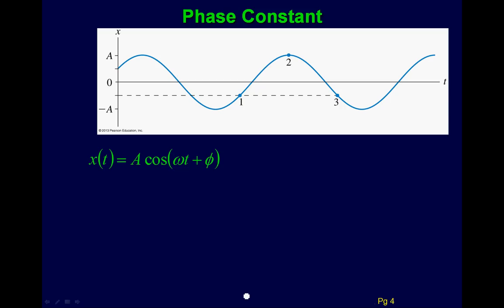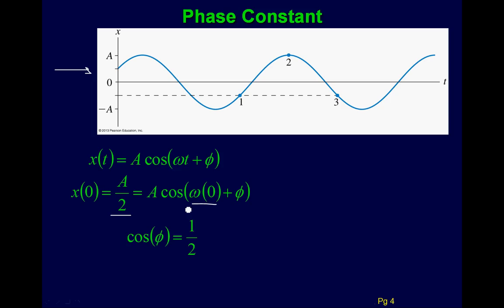To find the phase angle, you look at the initial point at time 0. At time equals 0, the position is amplitude divided by 2. So for your position, you plug in amplitude divided by 2, and over here you plug in time equals 0. If you do that and cancel out the amplitudes, you get cosine of the phase angle is 1/2.